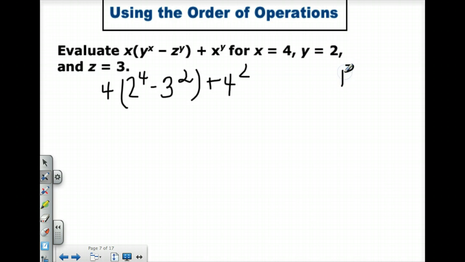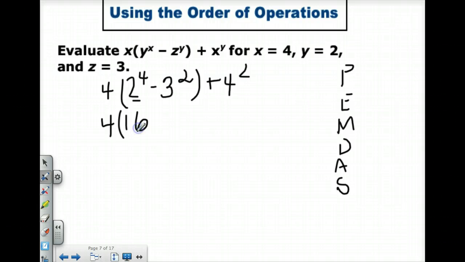Write yourself a reminder. Please excuse my dear Aunt Sally. P, parentheses. Yes, we have them, but if you look inside of our parentheses, we have 2 operations. We have both exponents and we have subtraction. So we're going to start with exponents. 2 to the 4th power is 16 minus 3 squared, which is 9.